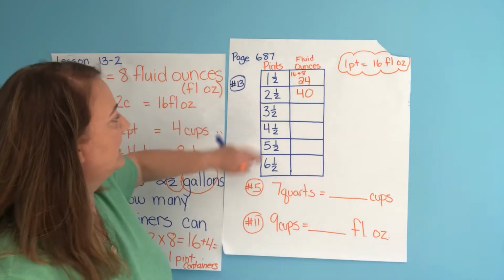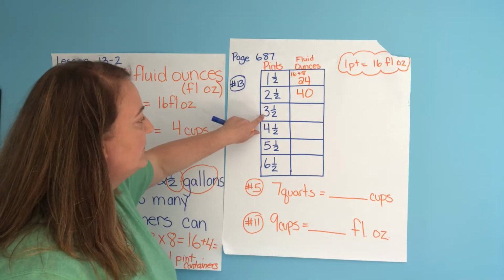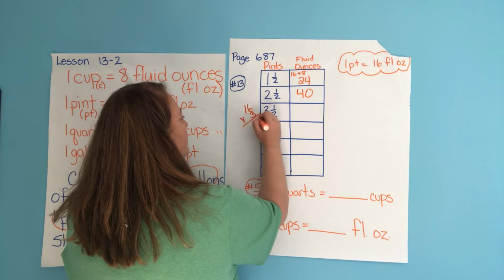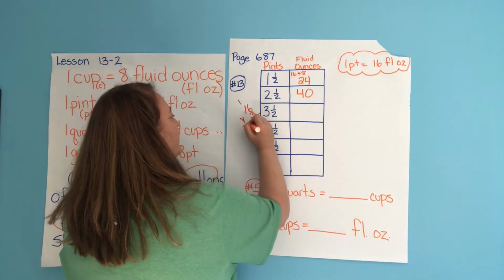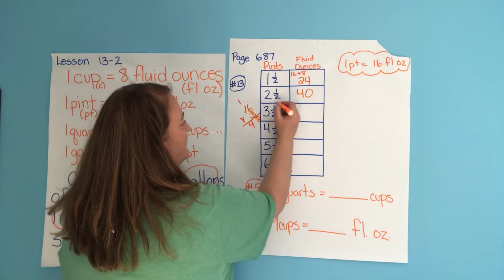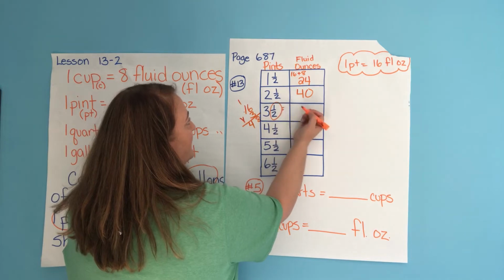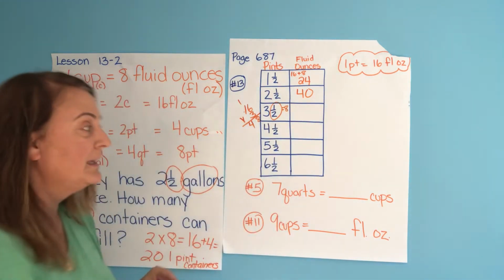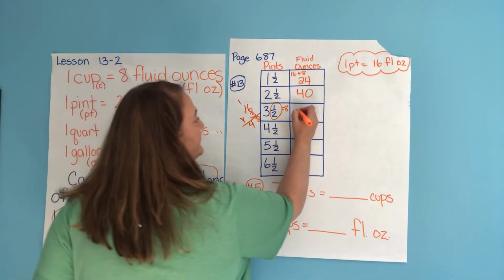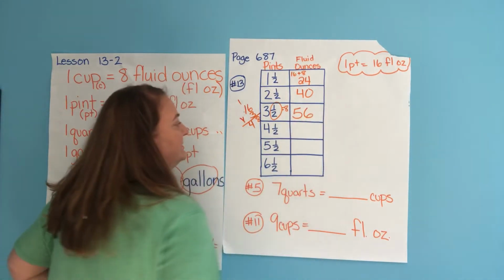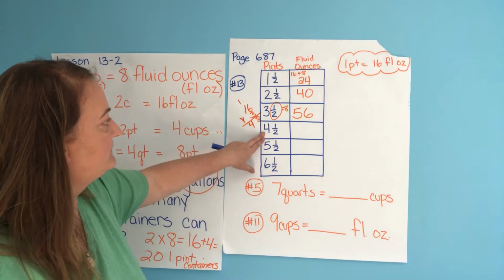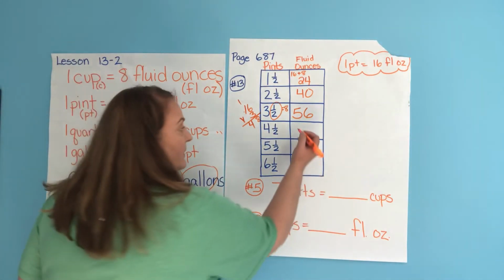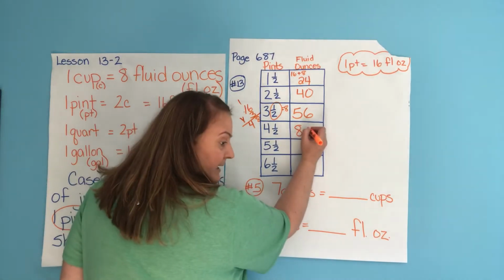And you keep going down. We have 16 3 times. Go ahead over here and write 16 times 3. 48 plus, remember this half is always going to be 8. So 48 plus 8 is 56. Keep going. 16 times 4 plus 8 is going to be 72.